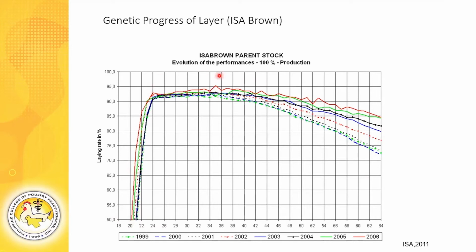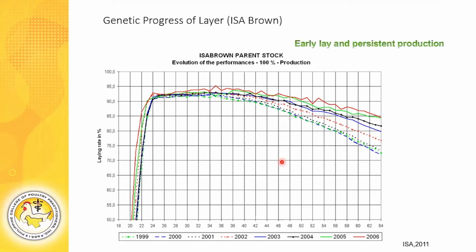If you look at the peak performance, before, around 90% would make you happy. But nowadays, many layer farms are able to produce eggs at 95% egg production. And the good thing about modern layers is that the persistency in the laying period is very good. So they are able to maintain 90% hen-day production for a long time. There's a report of a layer farm in the tropics able to maintain more than 50 weeks of 90% hen-day production. This is the important result of the genetic improvement of the layer.